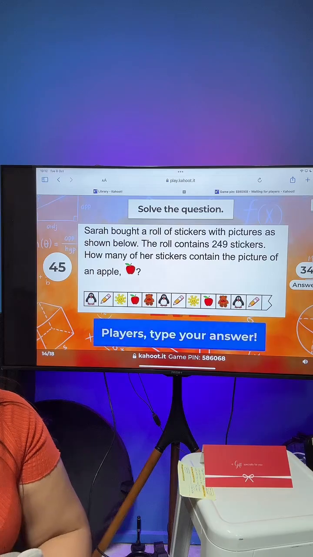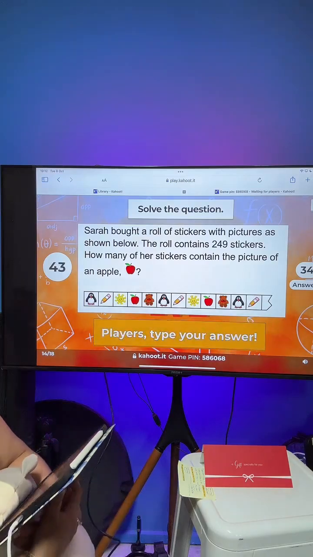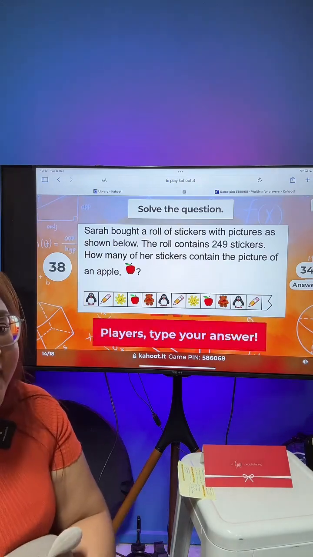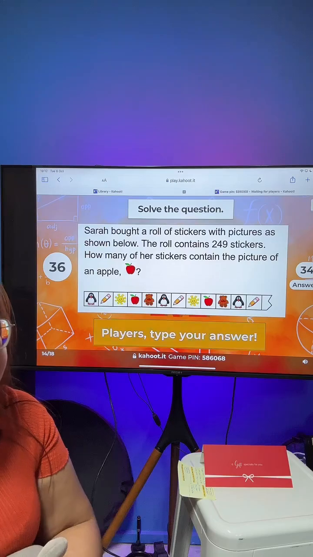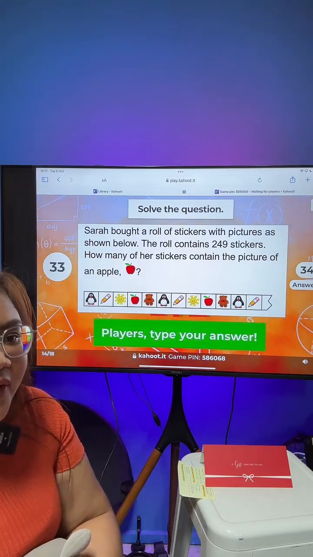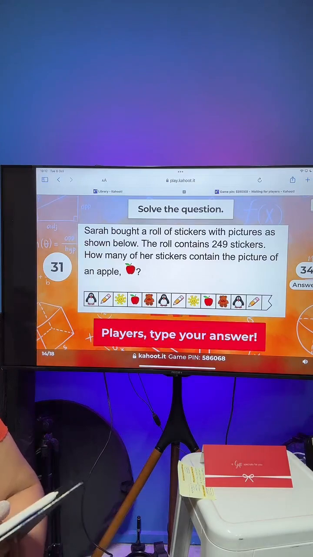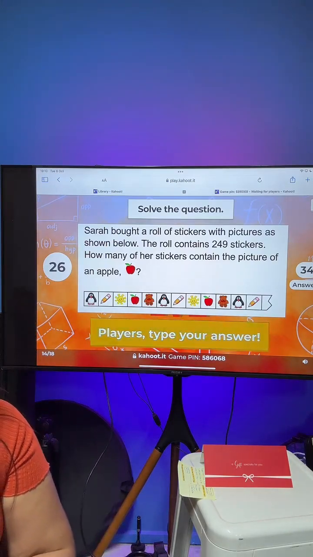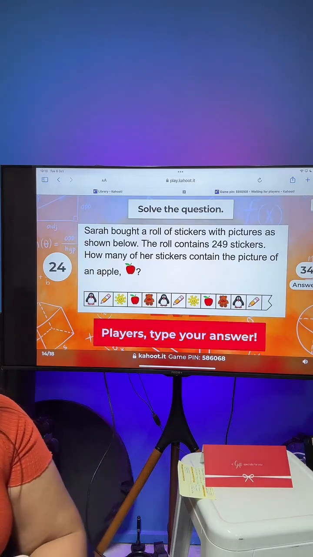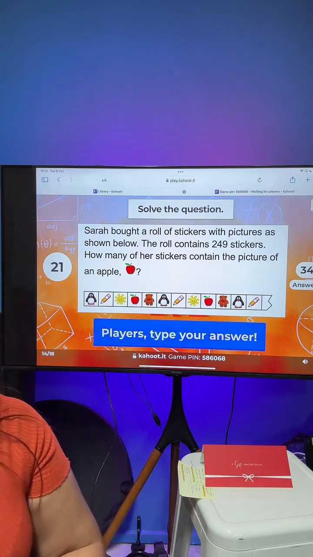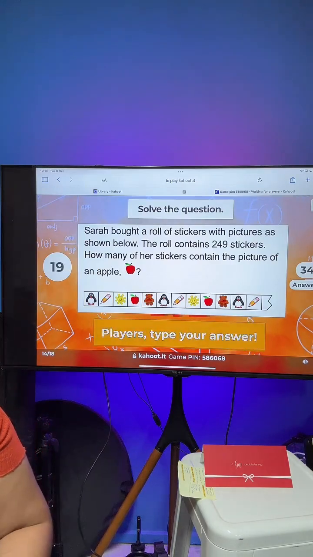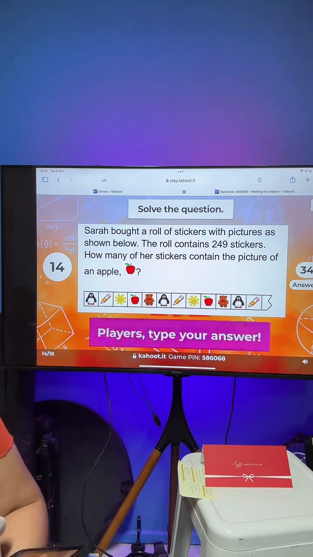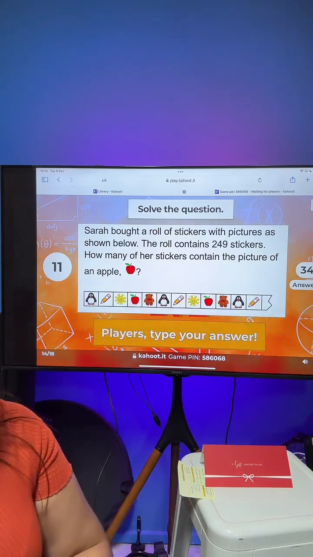Okay, so one more time. We are going to form a group. And then once we form a group, find out how many groups there are. Okay? Find out how many groups there are. And from there, look at the remainder. Focus on what is going on in the remainder so that you can find the total number of apples. Okay? All right. Okay, there are 249 stickers in total, by the way.